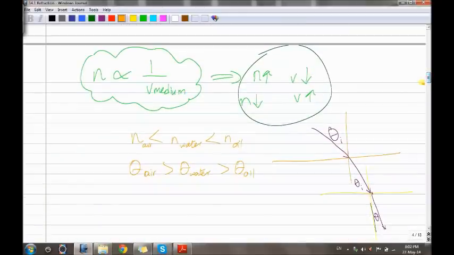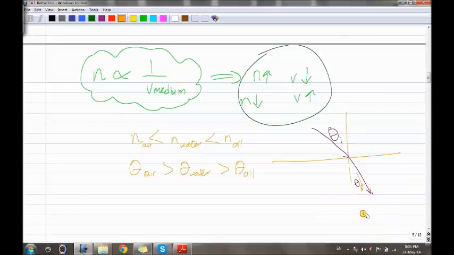So n is inversely proportional to the v of the medium. That's because the more the n, the less the volume, and the less the n, the more the volume. So yeah, and then we have n air is less than n water, less than n oil, and then we have the angle of air is more than the angle of water, more than the angle of oil.